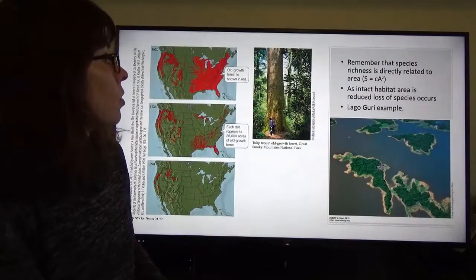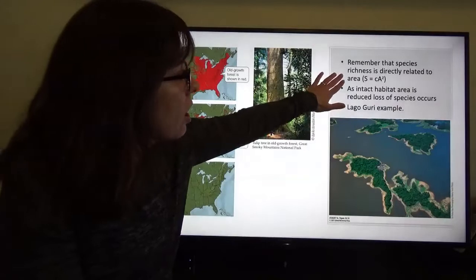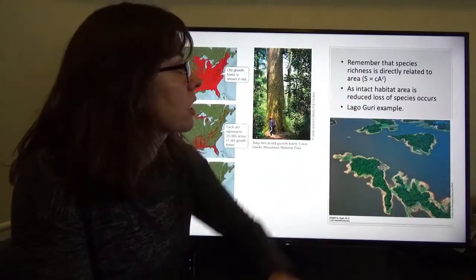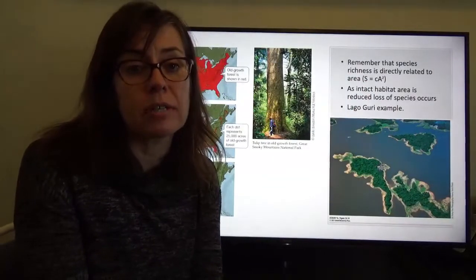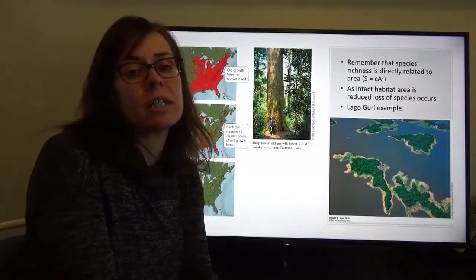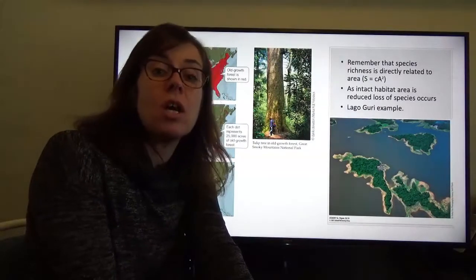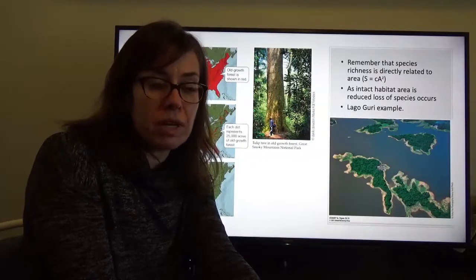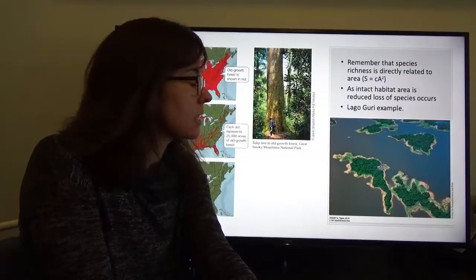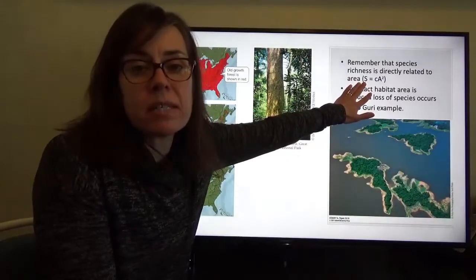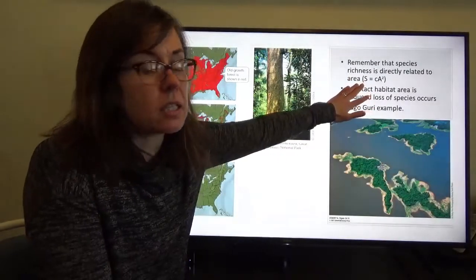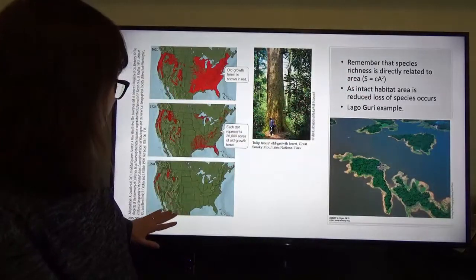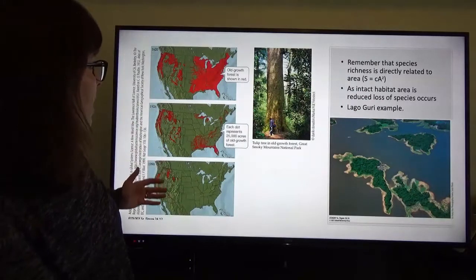So, one thing to recall is this relationship that I talked about in terms of species richness being a function of total available area. This is important to think about when we're thinking about habitat loss and fragmentation. When you lose habitat, when you break the habitat into small pieces, this is going to reduce the number of species that it's able to support.